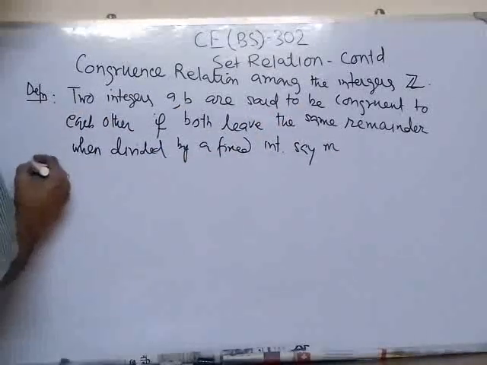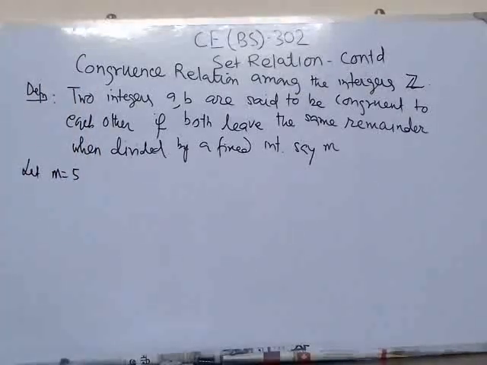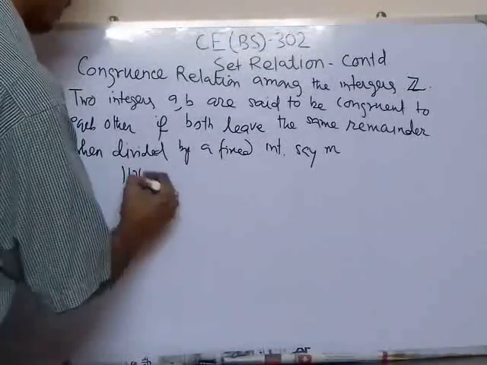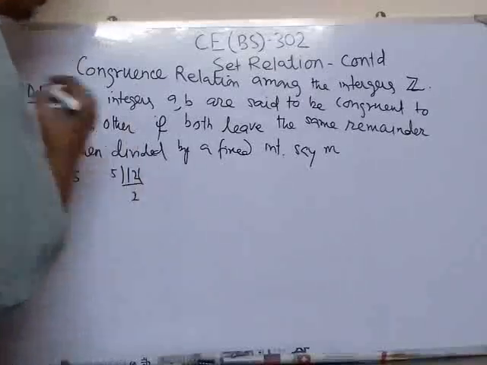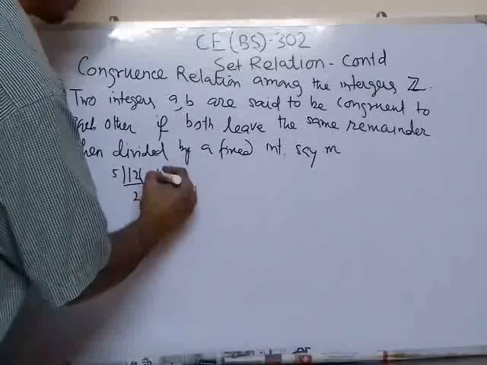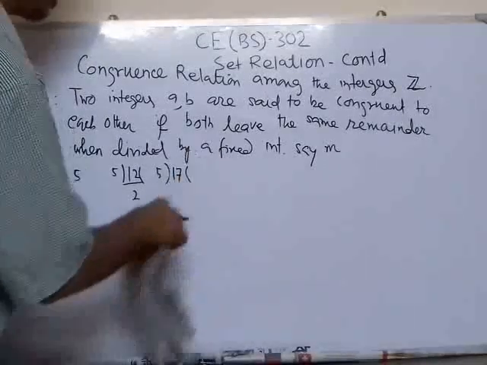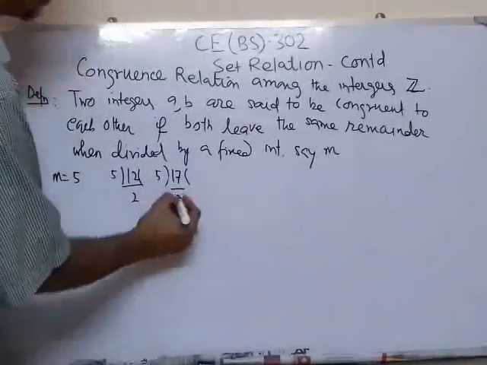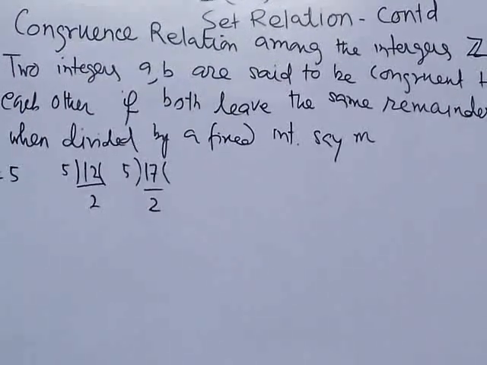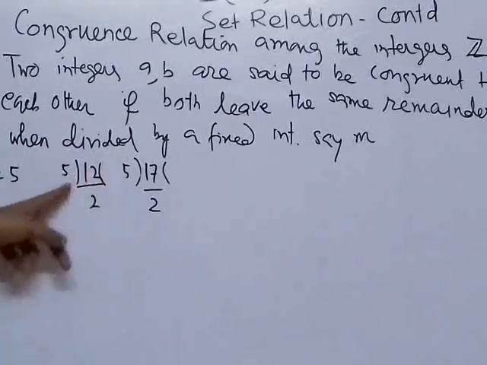Let me take an example. Let m be equal to, say, 5. So I take a fixed m of 5. Now suppose I divide 12 by 5, it will give the remainder 2, since 5 twos are 10, and 2. And again if I divide 17 by 5, it will give the remainder again 2, since 5 threes are 15, and 2. That means 12 and 17 are congruent to each other in terms of the remainder. They produce the same remainder when divided by a fixed number m.